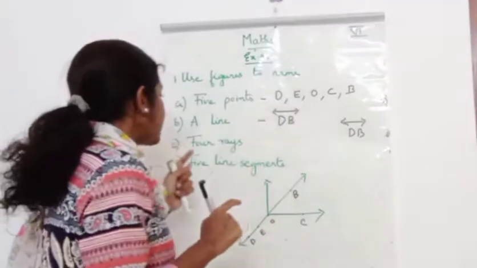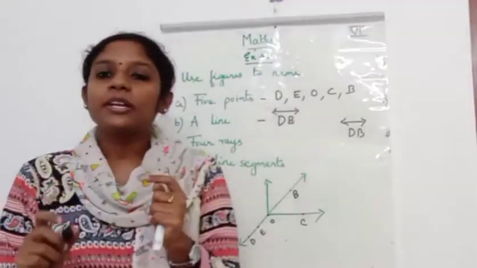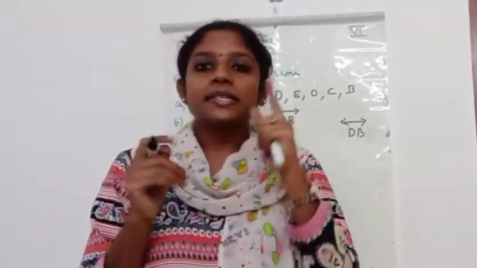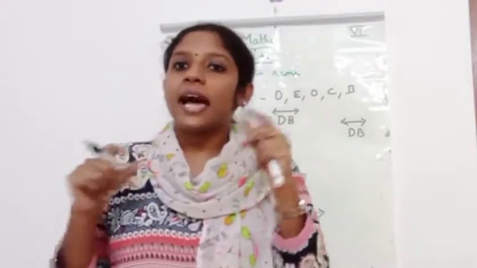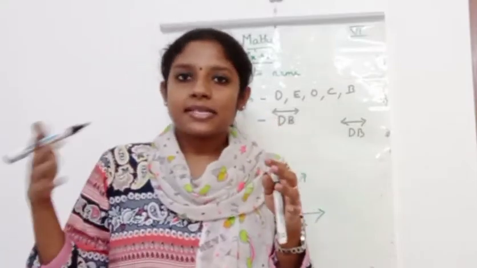Okay, so next is 4 rays. You have to label 4 rays. What is a ray? It has got one end point. Remember the sunlight. It has got one end point and the other is extended. It doesn't have an end point.